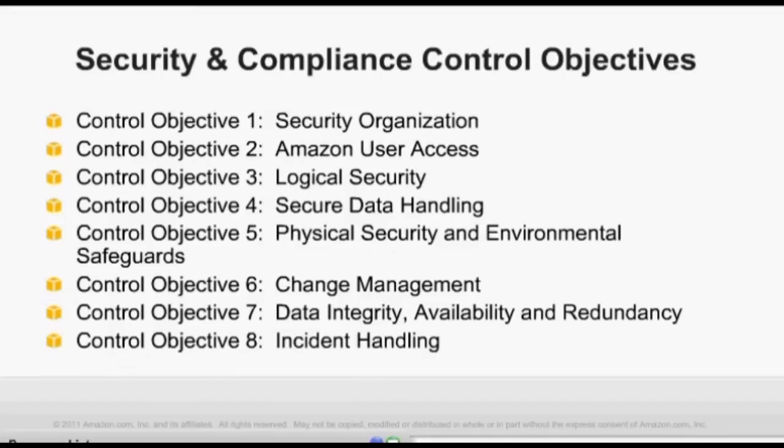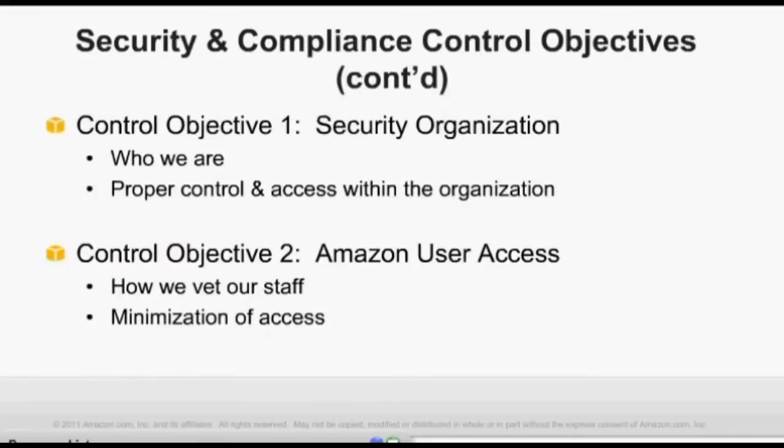So let's look at those objectives. There are 8 overall that we're going to do a little bit of a deeper dive for. The first one is the security organization. This one describes who the security organization is, who our CISO is, what their structure is, and what their access within the organization is, to make sure that they have the control and span that they need in order to make sure that we're running secure and meeting all of our different objectives.